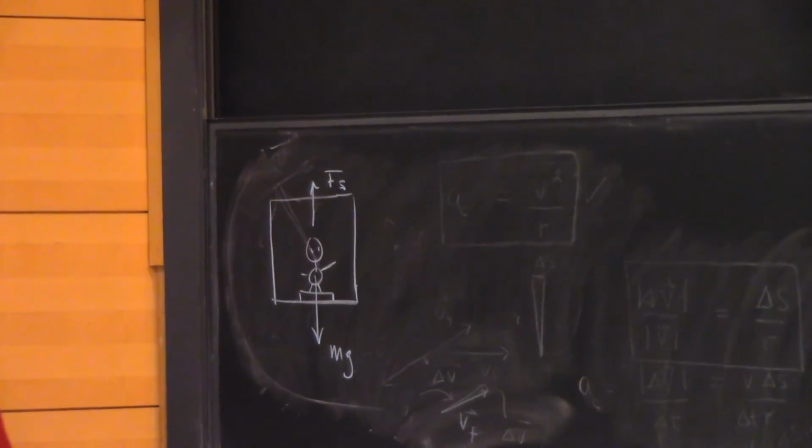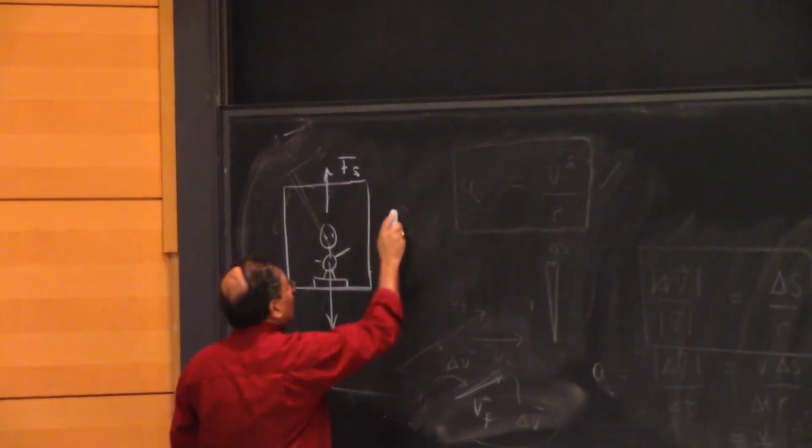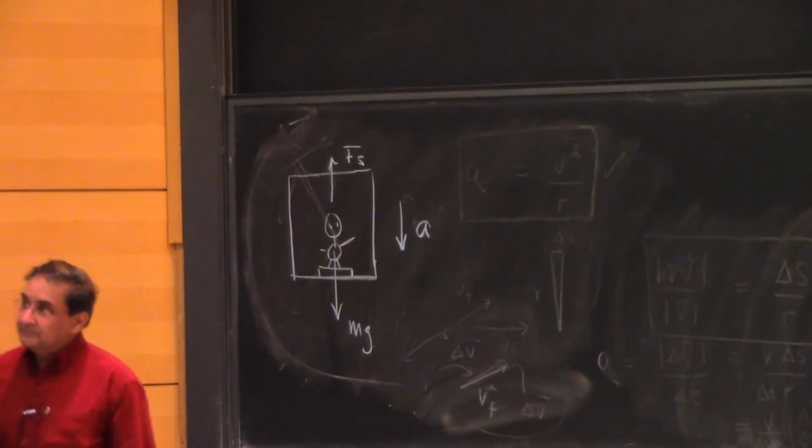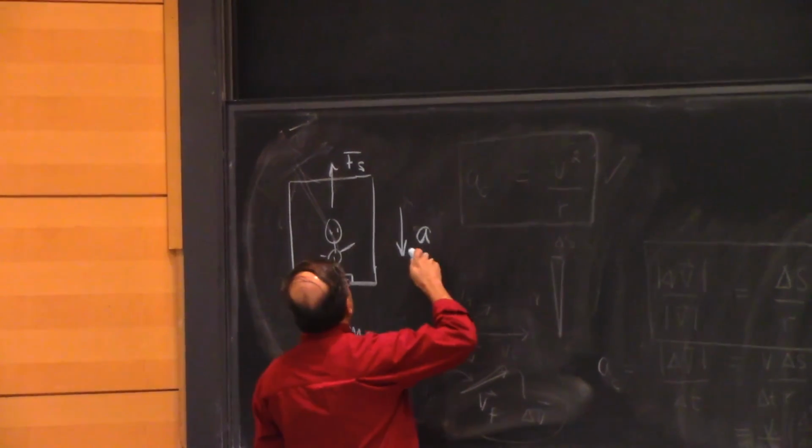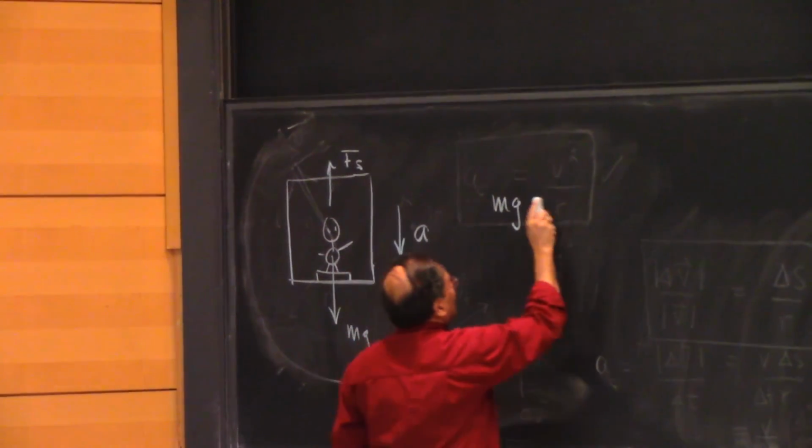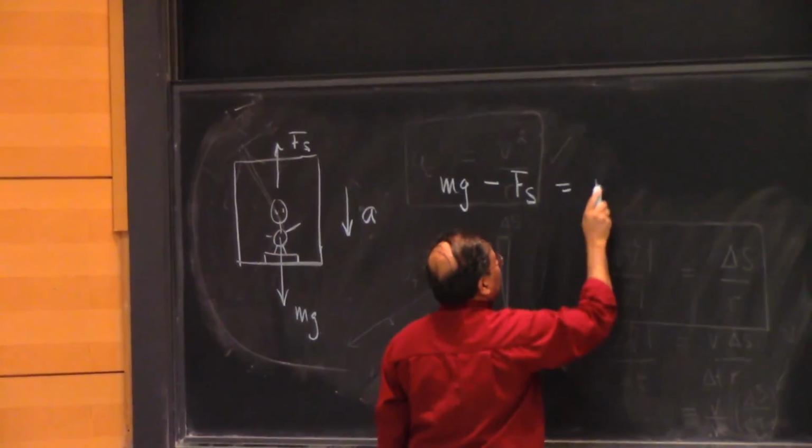So all you do is that you get back on the elevator, put your scale down, here you are. Again you have mg downward. Again you have Fs upward. But now instead of pressing the up button, you press the down button. Bingo. There you go. Now the acceleration would be downward. So now you see what happens is that this is downward. So I would write the winning force is mg minus Fs is equal to ma.